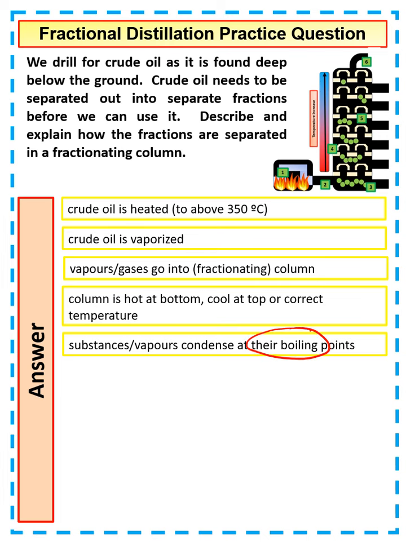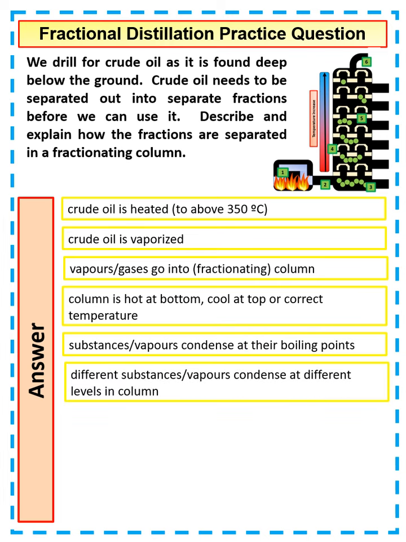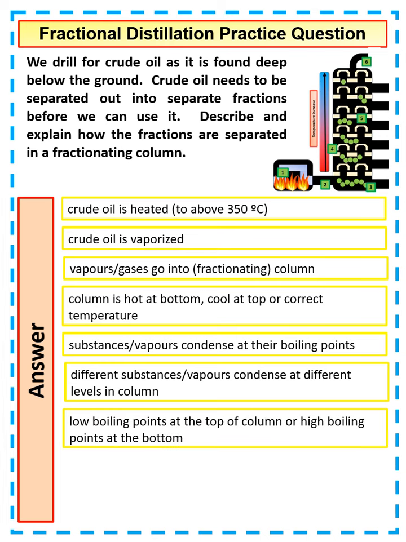That's important to say. So the different vapors condense at different levels in the column, right? So they're condensing at different levels dependent on their boiling point. So the low boiling points condense at the top of the column. High boiling points condense at the bottom, right?